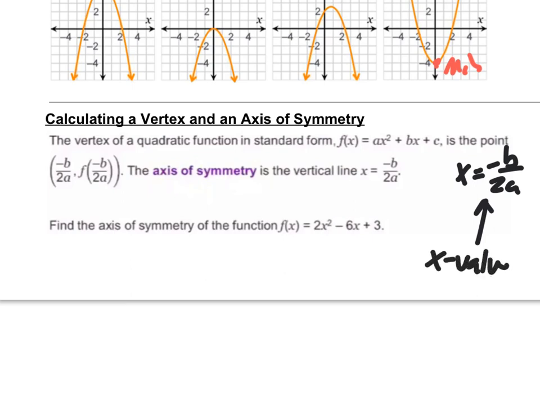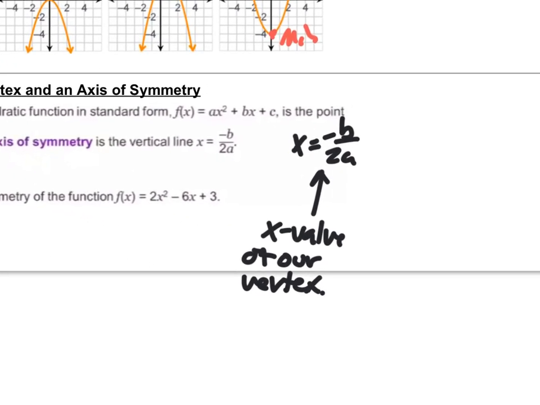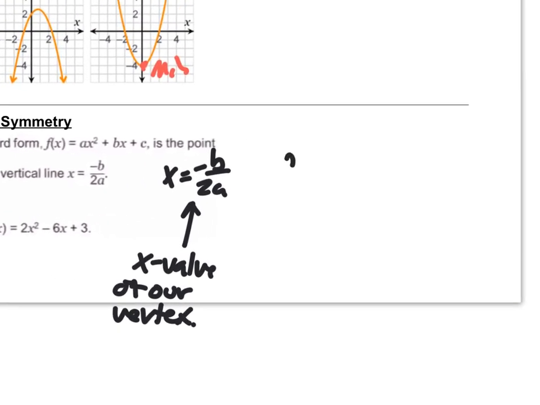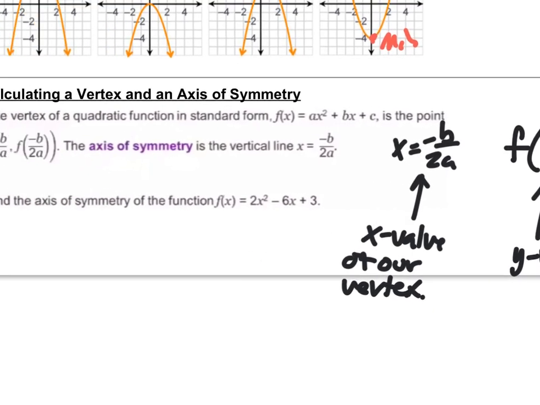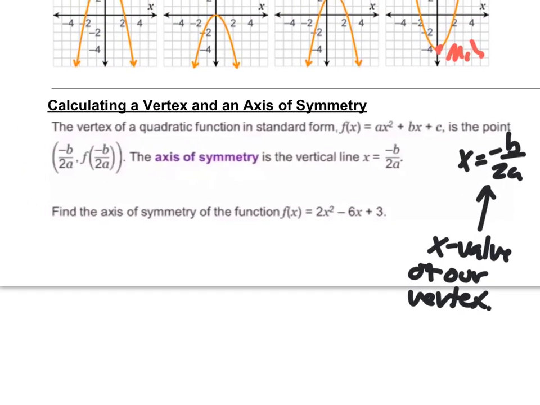So that is the x value of our vertex. If we wanted to find the y value of our vertex, we simply find f of opposite b over 2a, and this gives us the y value of the vertex. And then to find our axis of symmetry, it's the same thing as just saying x equals opposite b over 2a. I'll show you that in a minute.